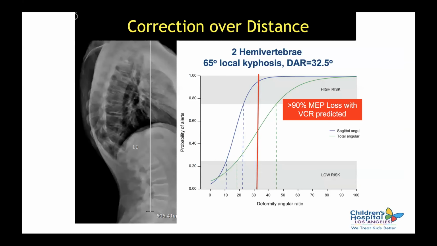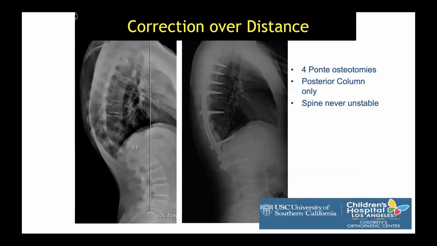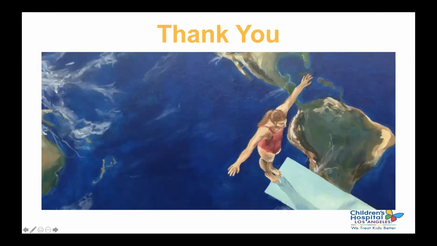And lastly, if you have cases of congenital kyphosis, we know that there's a high incidence of losing neuromonitoring signals, neurological problems. One may want to consider the possibility of doing a slightly longer fusion with multiple Ponte osteotomies. Thank you.